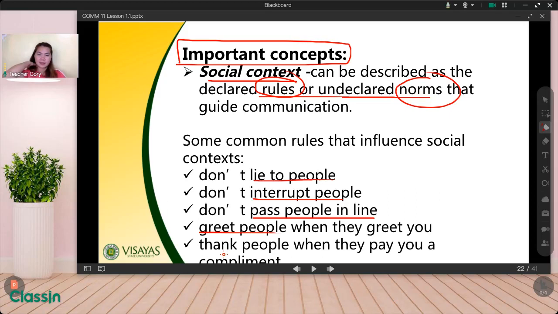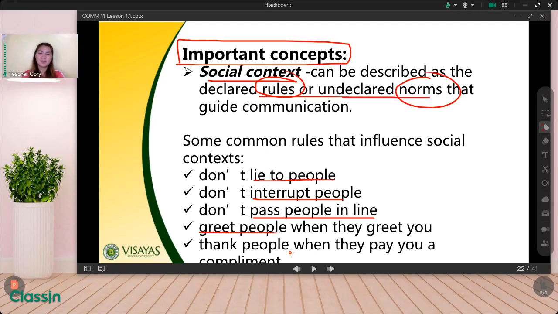And then thank people when they pay you a compliment. Sometimes when we want to be humble, we don't really thank people. There are actually different ways of responding to compliments. For some people, it might be a form of bragging when we thank them, like "Nandito sa imong bag, uy," and everything. Thank you. So you are admitting.